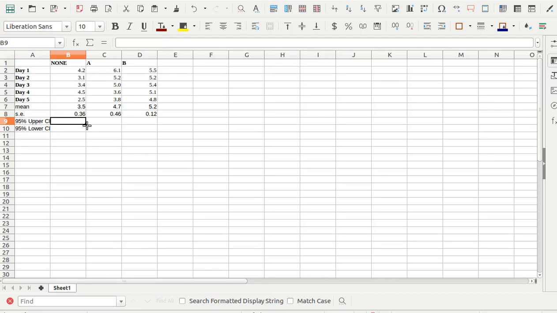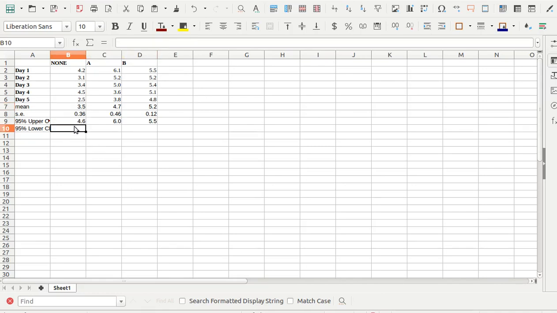Okay, so to get the upper bounds, I'm going to go equals the mean plus 2.776 multiplied by standard error. Okay, 4.6, and then I'm going to drag that across. Check that's the same. Okay, they've all got 2 significant figures.